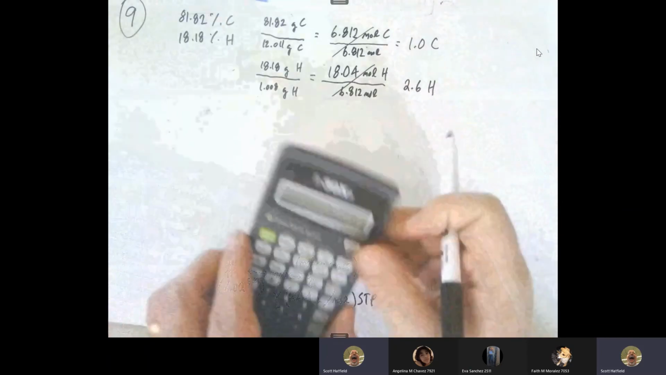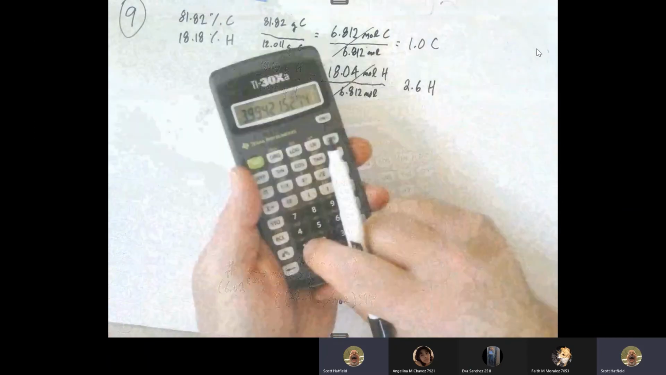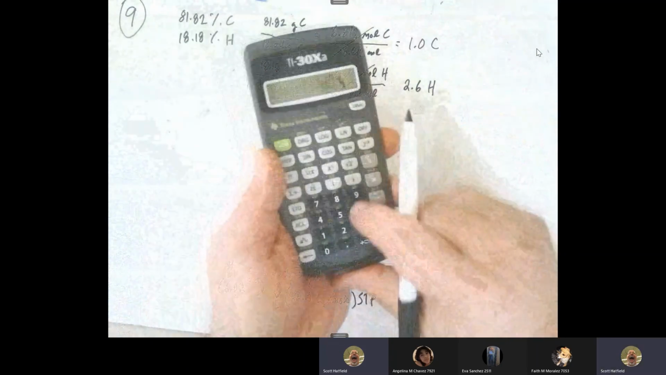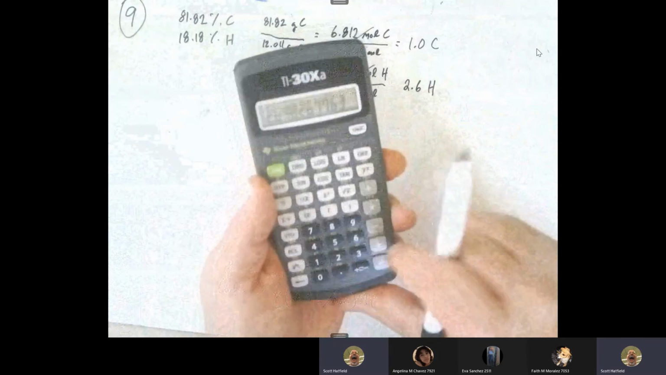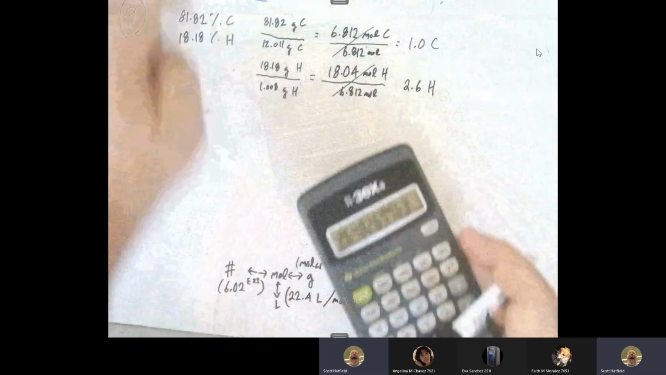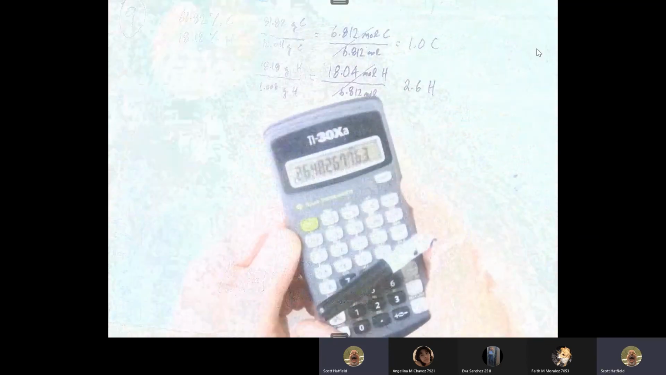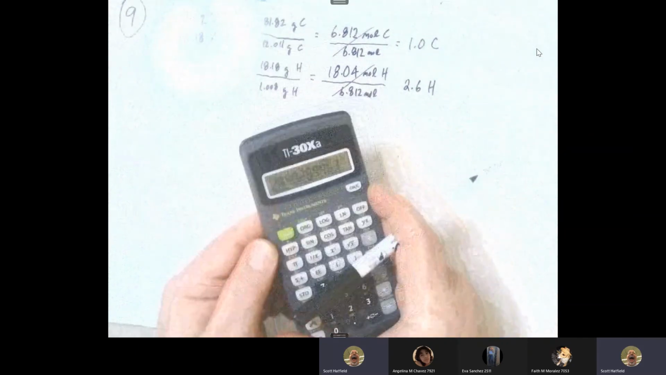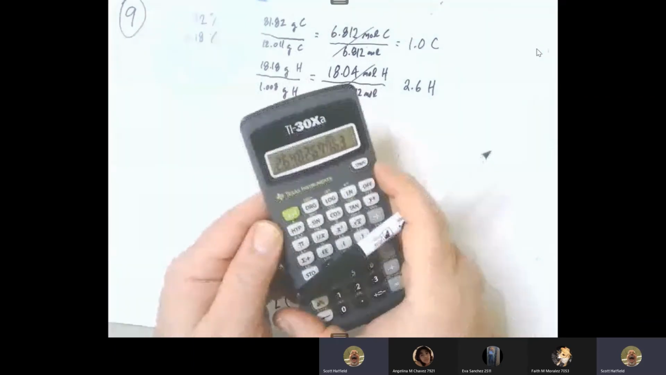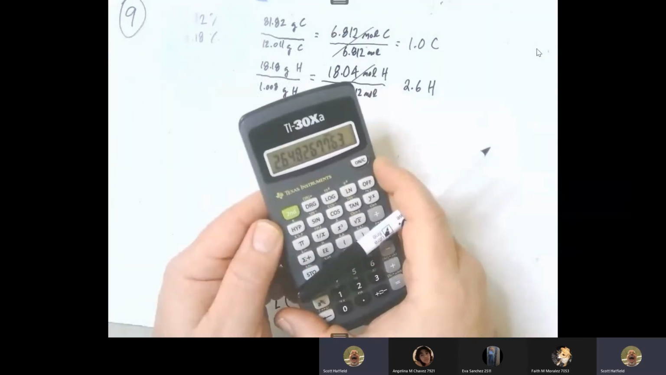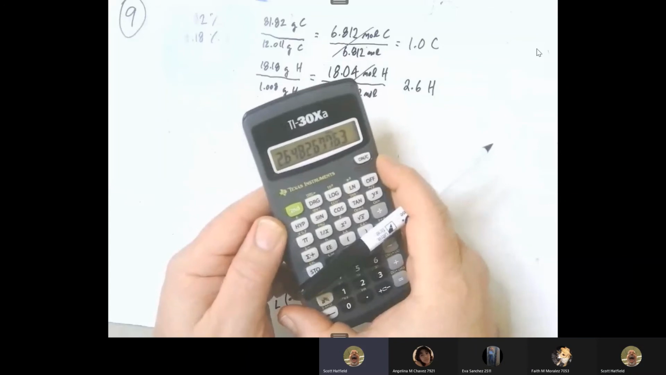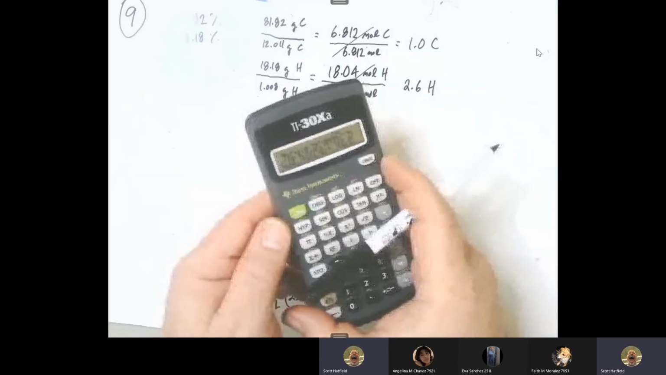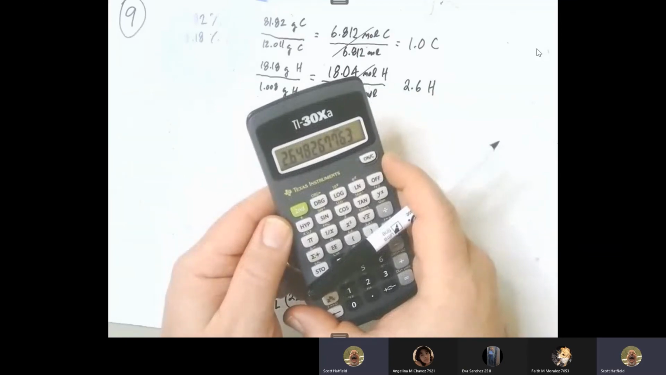Now, if I did the actual math, just to be clear, 18.04 divided by 6.812, okay, take a look. I don't actually get 2.6 on the nose. I get 2.64. If we wanted to, we could round this differently. But I'm just gonna go ahead and round it like this.